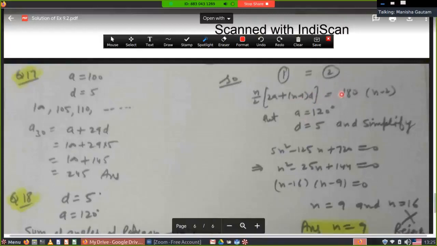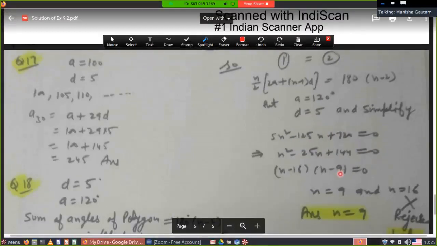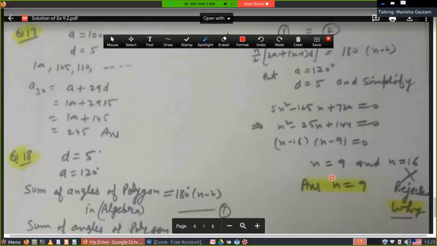Put those formulas equal. Now the value of A is 120 and D is 5. You will get a quadratic in n: 5n square minus 125n plus 720 equal to 0. You can take 5 common from this quadratic. You will get n square minus 25n plus 144 equal to 0. Now the factors are 16 and 9. So n minus 16 and n minus 9 equal to 0. Either n minus 9 equals 0 or n minus 16 equals 0. You will get n equal to 9 or n equal to 16.